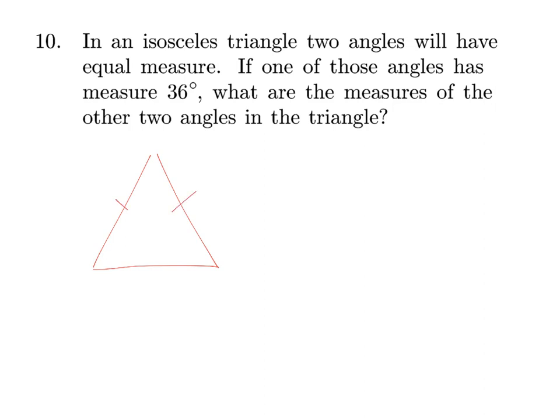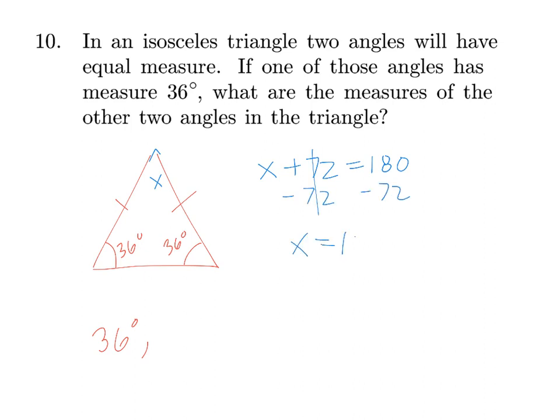All right, for this next problem, we have an isosceles triangle. And it says that the base angles have the same measure. It's telling you that one of them is 36. So what are the other two angles? Well, the other one would be 36 here. So that's one of them. And then I need to figure out the third angle. So I'm going to have x plus 72 is equal to 180. Subtract 72. And x is equal to 108. So the other angle is 108 degrees. Done.